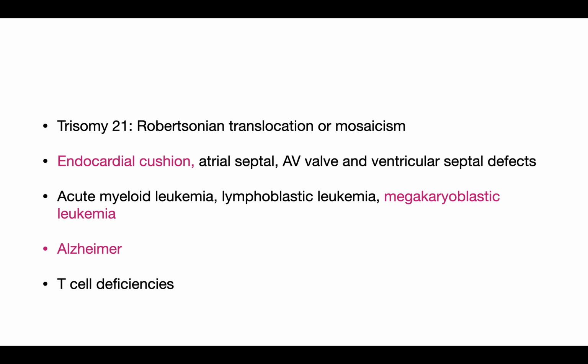Trisomy 21, Down syndrome, is caused by a Robertsonian translocation or mosaicism. The most important problems we've got to look out for are the endocardial cushion defects. So there's going to be either atrial septal defect or ventricular septal defects. Cancer we have to be worried about, in particular megakaryoblastic leukemia. All of them will develop Alzheimer's, and most of them have some kind of T cell deficiency affecting their immune system.